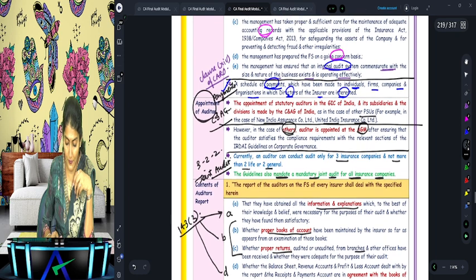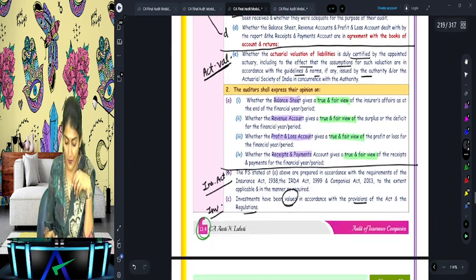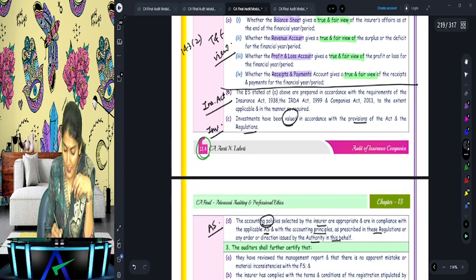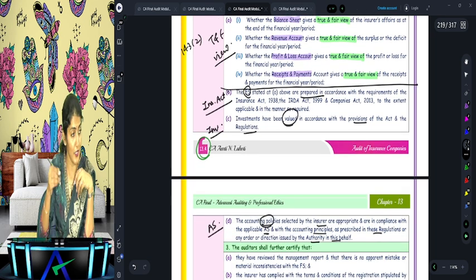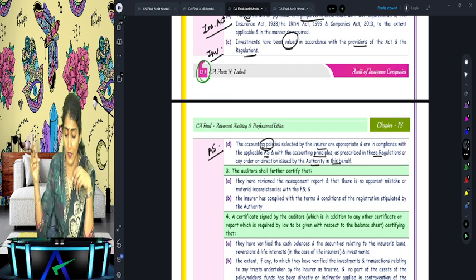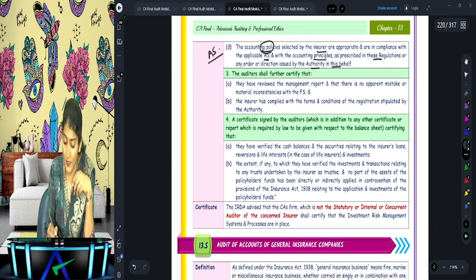Right. So what is the main point? First over there, 143.3a, b and d. Then the actuarial valuation of the liabilities. Then 143.2, whether the financial statements give a true and fair view. Then whether the financial statements have been prepared in accordance with the Insurance Act, IRDA Act. Then investments have been valued in accordance with the provisions and regulations. Then the accounting policies. Then the auditor has to certify.